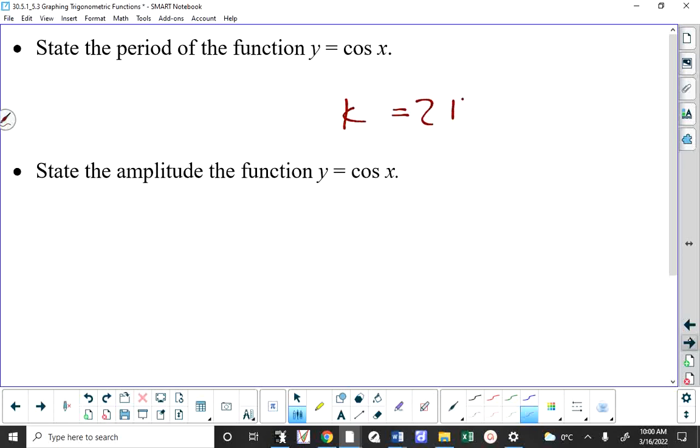And again, we use k for period. The amplitude is how far from the middle to the top or how far from the middle to the bottom, so the amplitude is 1.